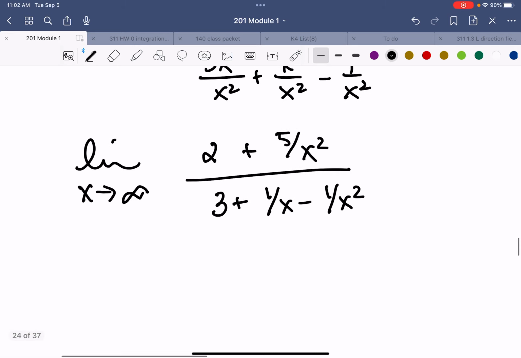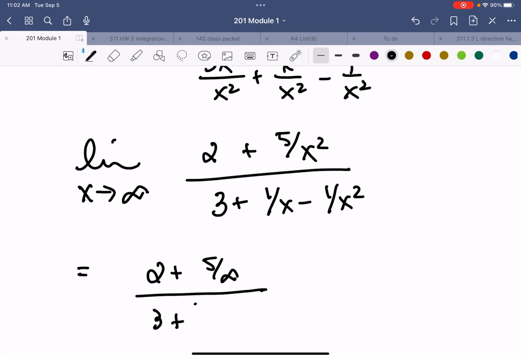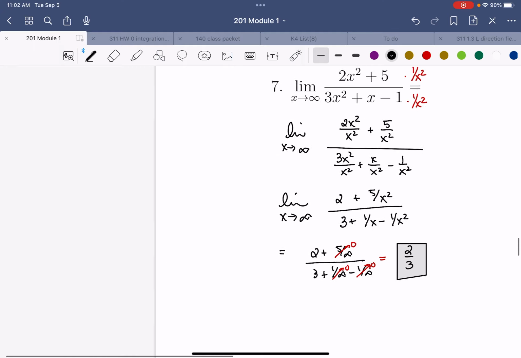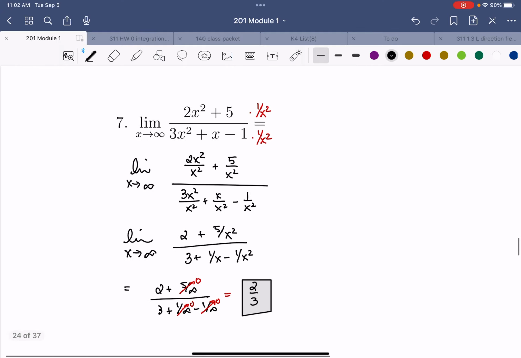Then we can go ahead and plug in our limits. Now I can drop my limit notation. This is 2 plus 5 over infinity, over 3 plus 1 over infinity minus 1 over infinity. All of these fractions go to 0. And so that means my answer is 2/3, which in decimal form is 0.6 repeating. So that matches up to what we did before as well.